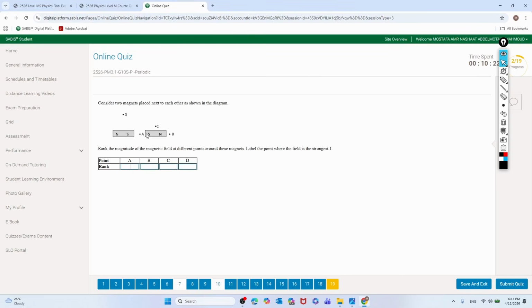Okay. So point A would be the weakest. They said name the strongest one, so point A would be the weakest because it's between two similar poles. The force at it is 0. So here it would be 4. B is next to the pole, so it's the strongest, so 1. C is closer to the magnets, but still not the strongest, so 2. And D is the furthest away, so 3.